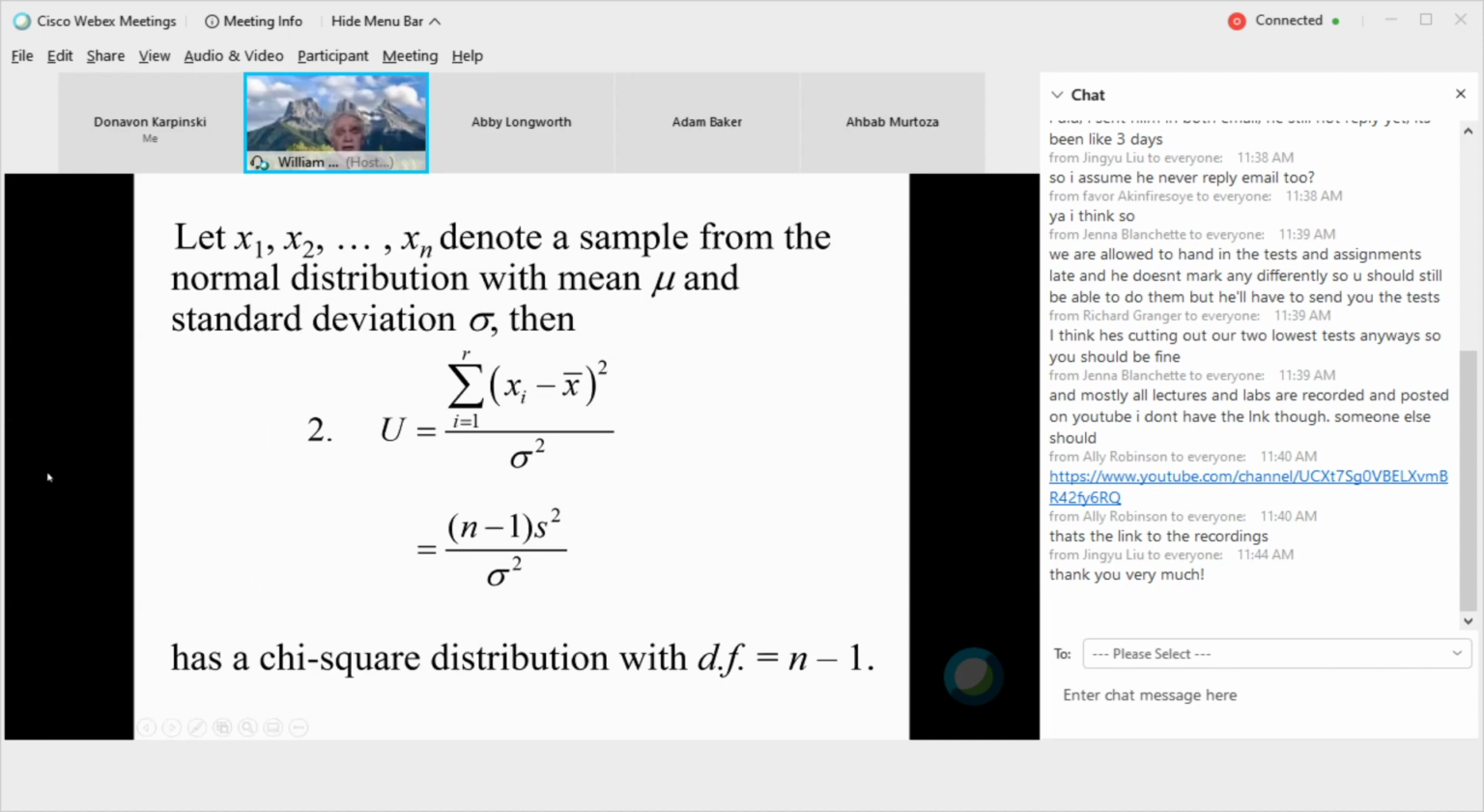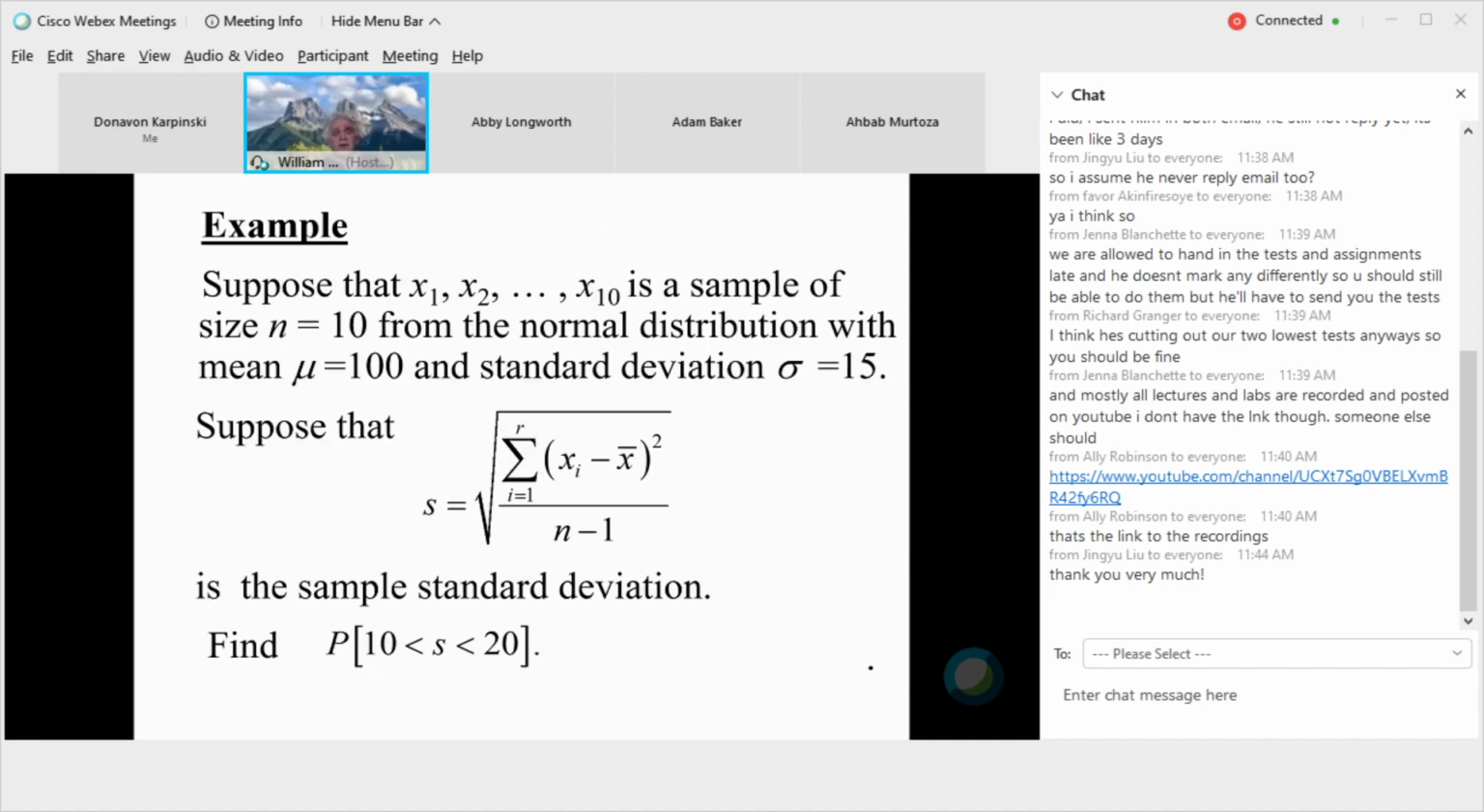Even though there's n terms in this sum, differences of observations from the mean will add up to 0. So the last one is determined by the previous n minus 1 terms. An example.